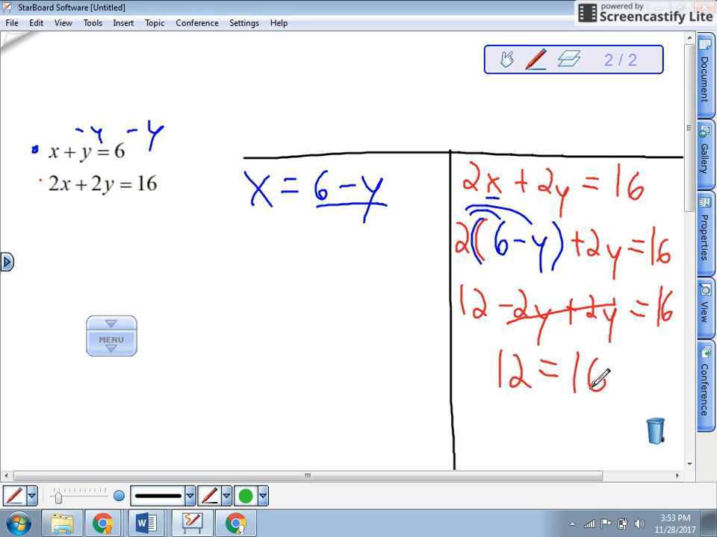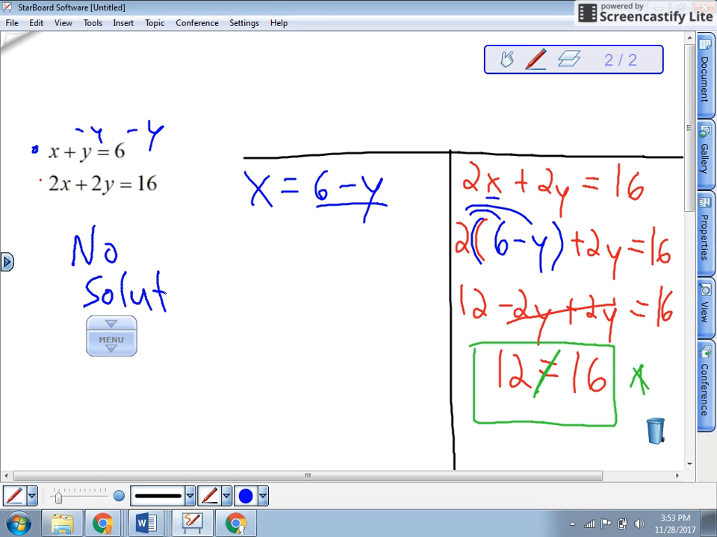We've got no more variables. Uh-oh, this is what we talked about. 12 does not equal 16. Never. So this would be an example where we're done right there, and it's no solution. And if I put these into slope-intercept form, they would be parallel lines. So there you have your notes on the substitution method. You've seen what no solution, infinite solutions, and one solution would look like.